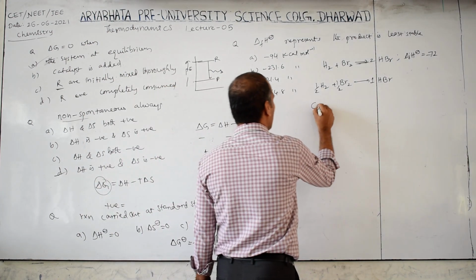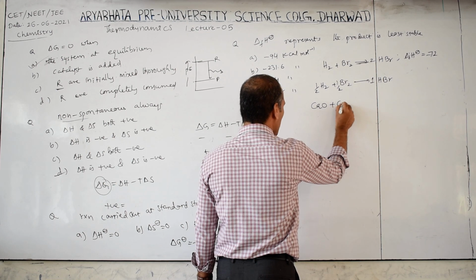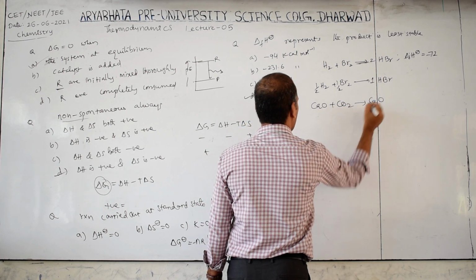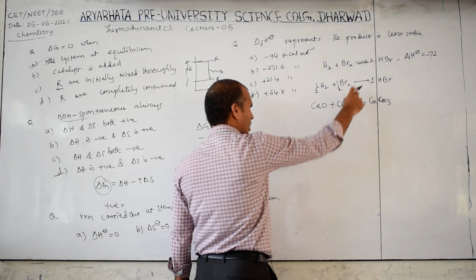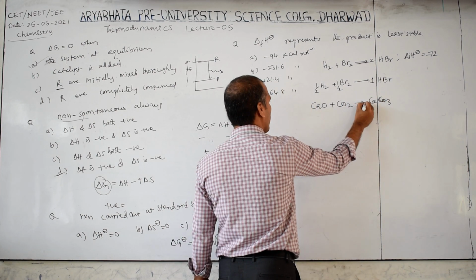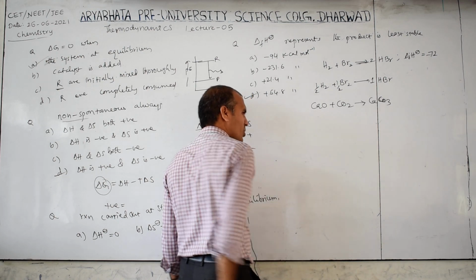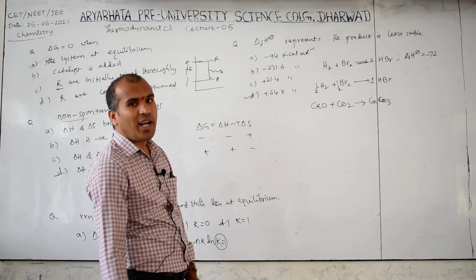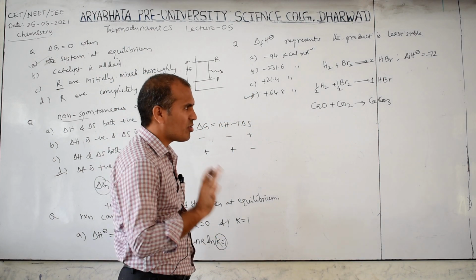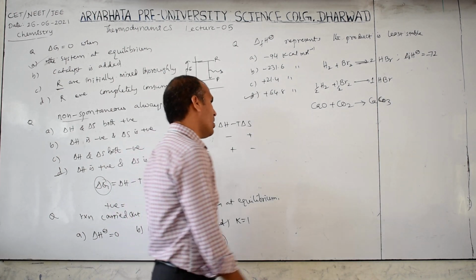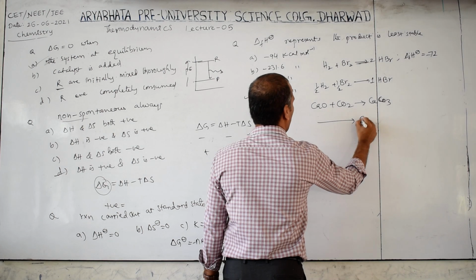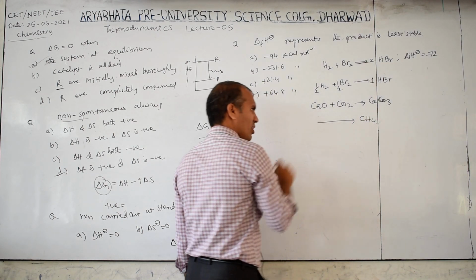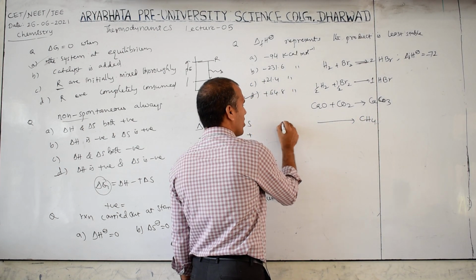Now consider this: calcium oxide plus CO2 gives rise to calcium carbonate. Then what will we consider? Right side 1 mole is there, no problem, 1 mole. But what is on the left side? They are not elements, they are compounds. Therefore this is not enthalpy of formation. Clear? Therefore now, for example, methane is formed. Methane is formed from which elements?